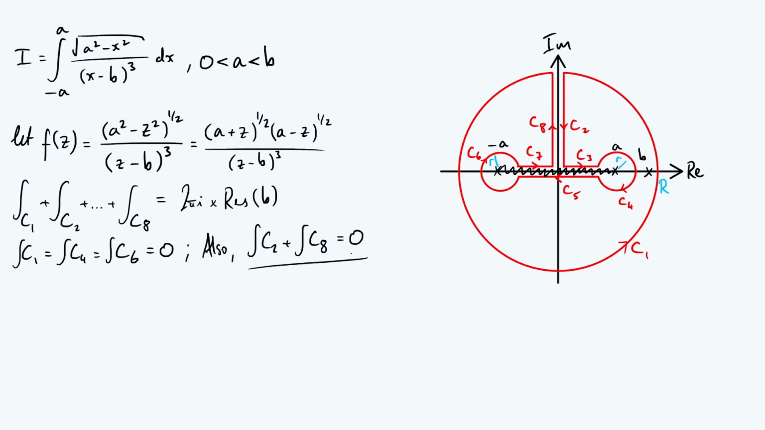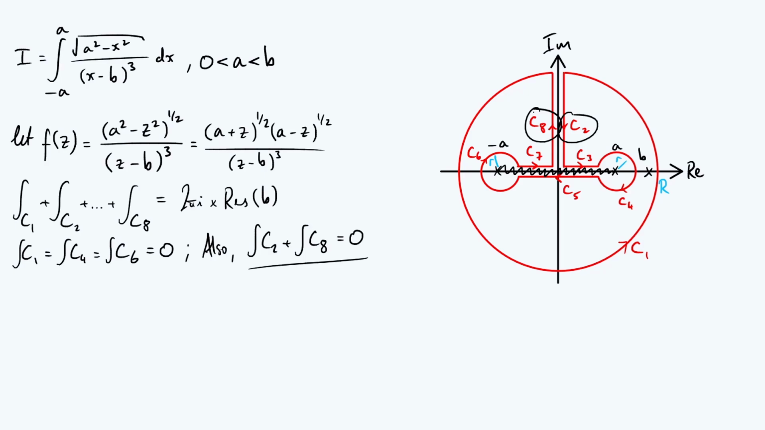In other words, the integral on this downwards vertical line cancels out the integral on the upwards vertical line, and it's quite easy to see why that is. If you imagine what value z takes on both C8 and C2 in the limit, as we shrink that gap between them down to 0, we're going to get z equals iy, where y is a real parameter. In other words, z is purely imaginary.